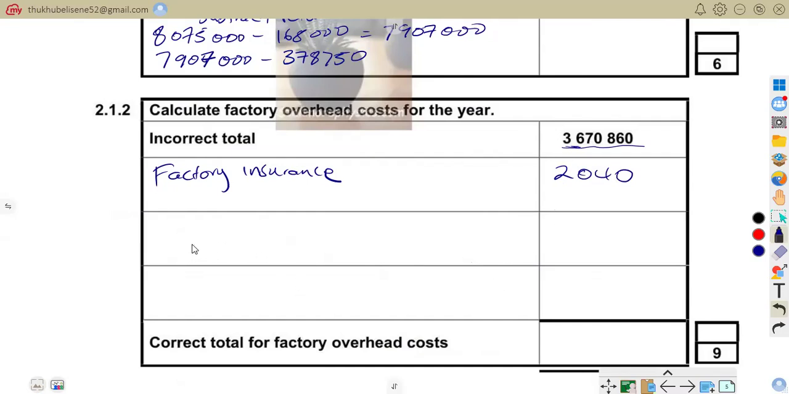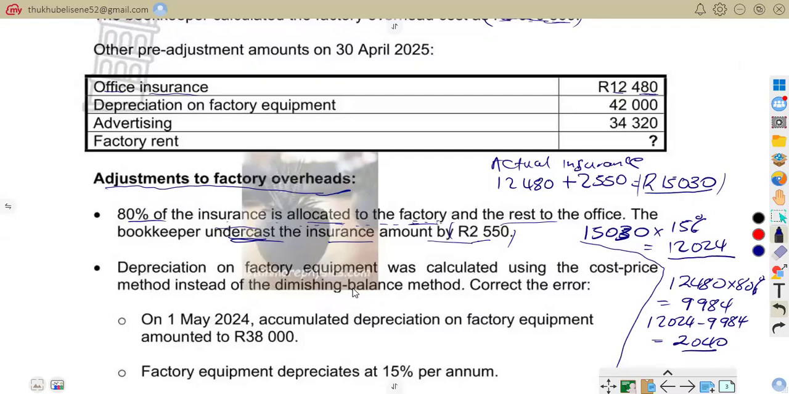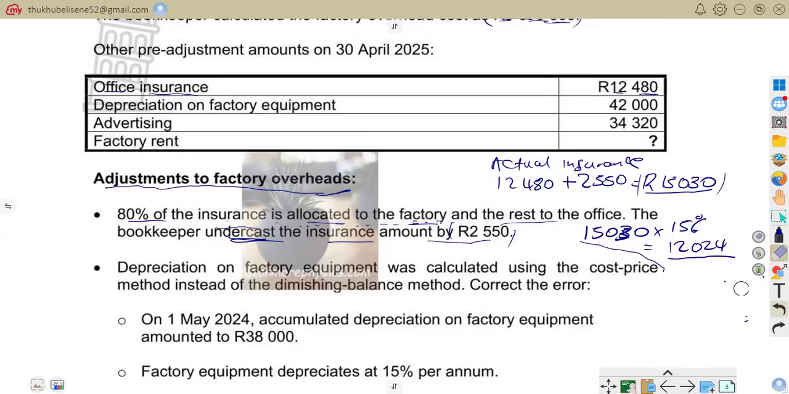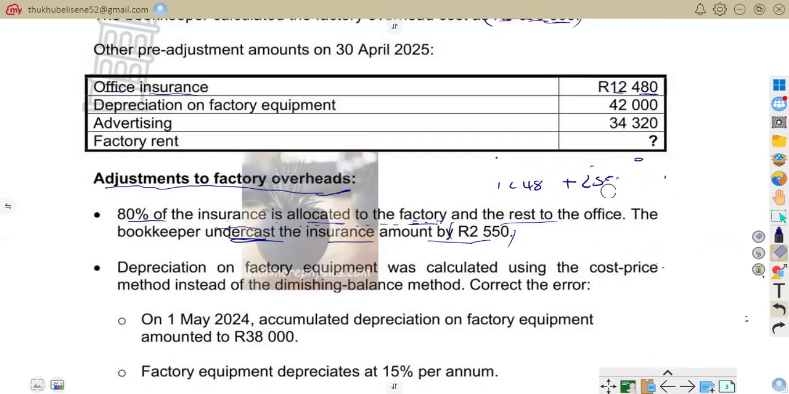Now we are going to go for factory depreciation on equipment. So now let us go to our information and try to calculate factory depreciation on equipment. This is where we are going to be.